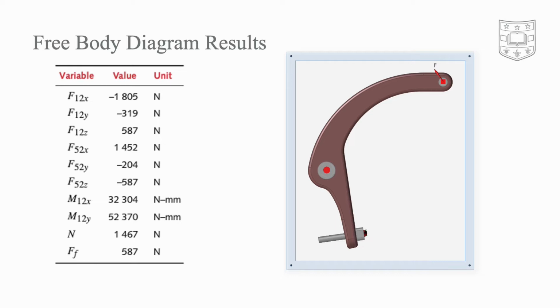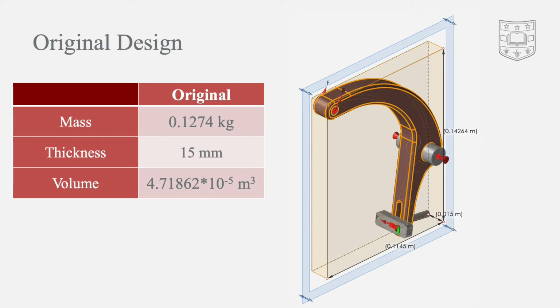Now applying the results of the free body diagram to the model, the cable force pulls at a 34-degree angle counterclockwise from vertical, and the frictional force is applied to the brake pad in the z direction, which is coming out of the page as shown. Here we see the dimensions of the original part, which we will use to compare to the optimized later on.